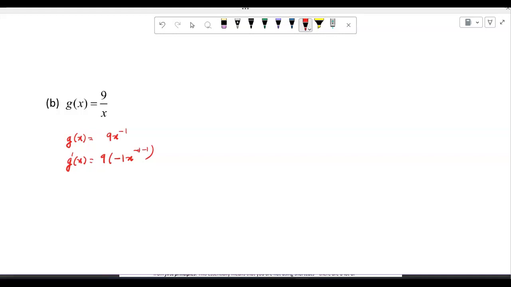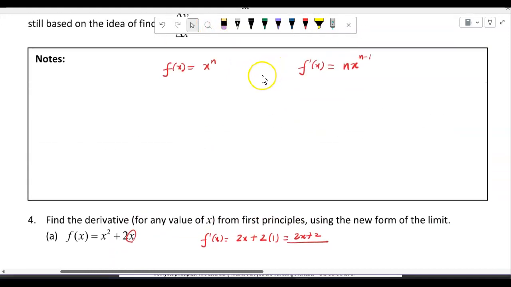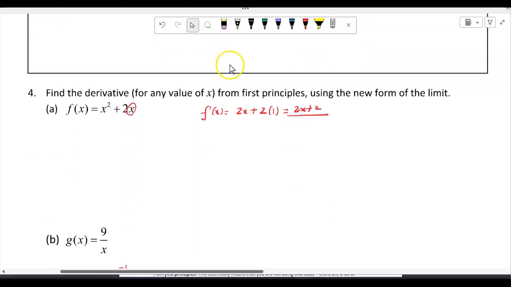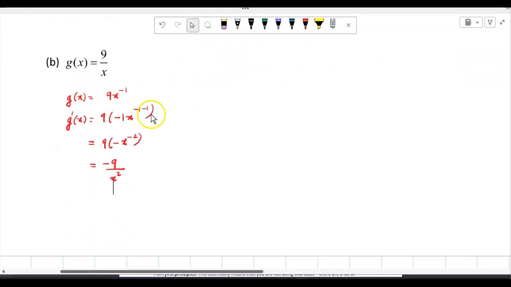Okay, that makes sense. So minus 9 x raised to minus 2. So your answer should be minus 9 over x squared. Yeah, that's what I got. So when you are applying the power rule for derivative, you have to have it in the numerator.